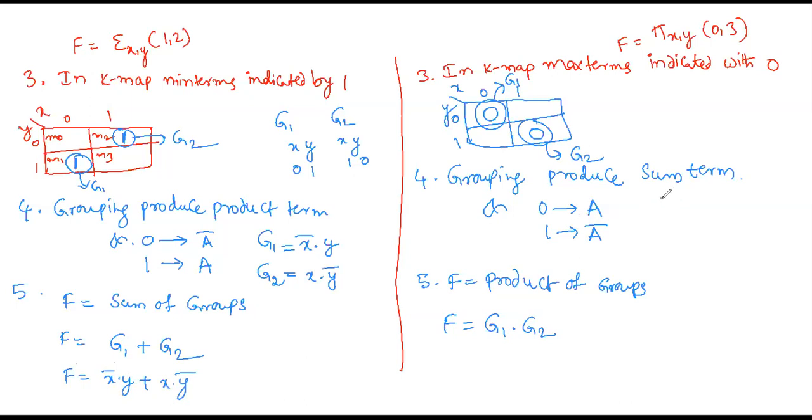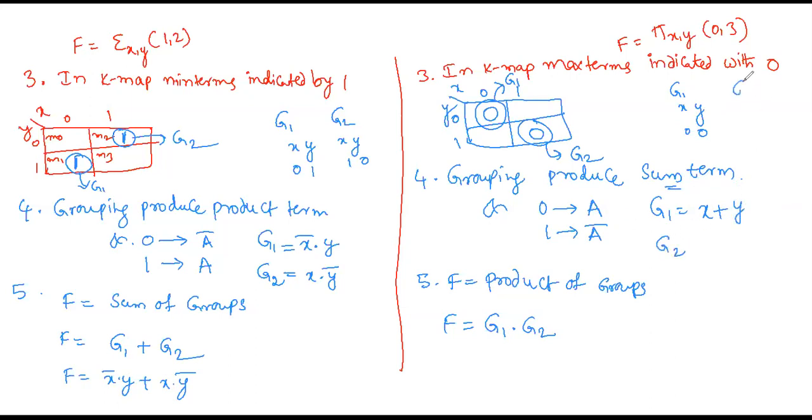Come to here, G1. What is G1? X and y, 0, 0. So 0 is indicated with variable, so x. While going to the next variable, you have to go with plus symbol. So sum term. Here it is producing product term, here it is sum term. So y is also 0. 0 is indicated with variable.